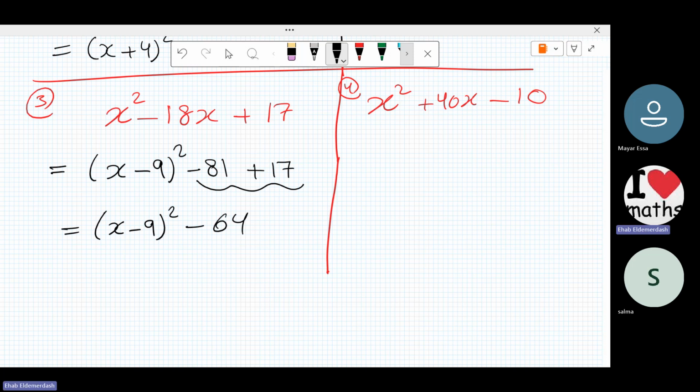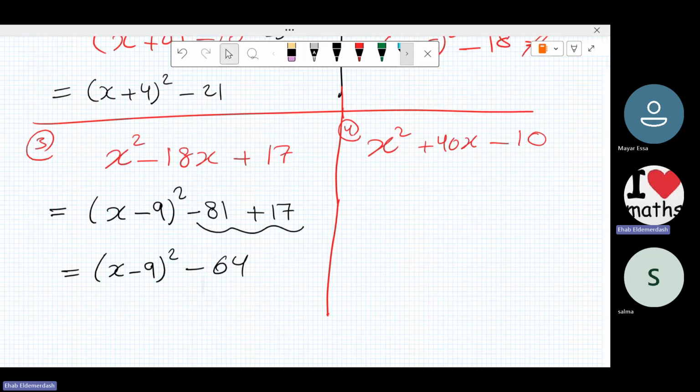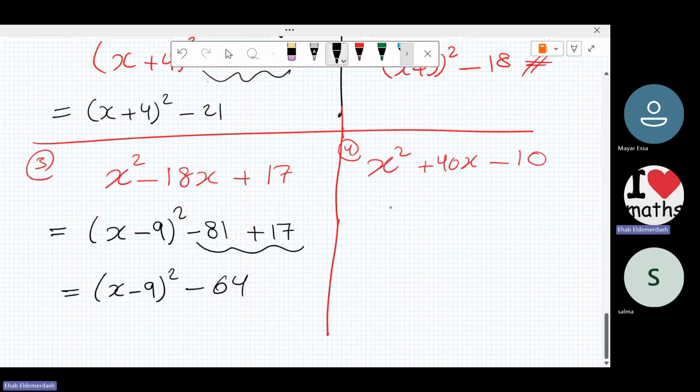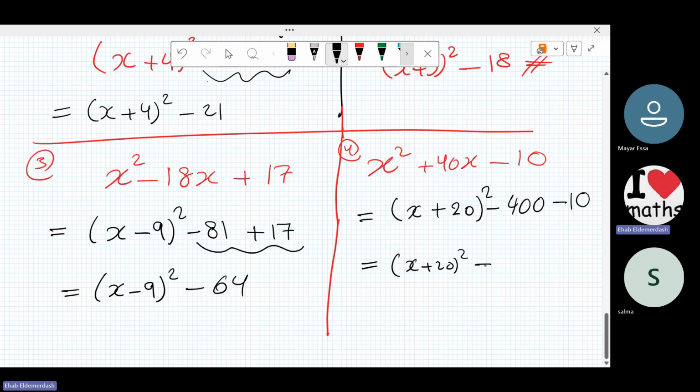طيب, let's see the next one. Who can make the next one with me? We are still on level 2. يلا who can tell me? X plus 20 squared minus 400. Am I right? ما هو ال 20 باور 2 في 400 صح كده ولا ايه؟ وبعد كده minus كام؟ 10. So what will be the answer? X plus 20 squared minus 410. That's it.